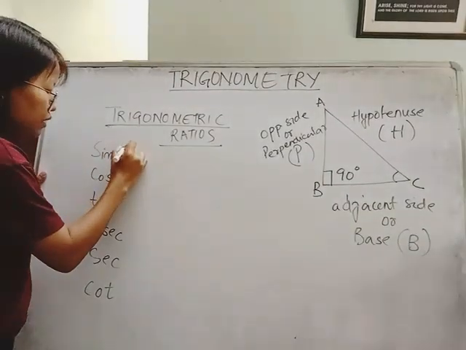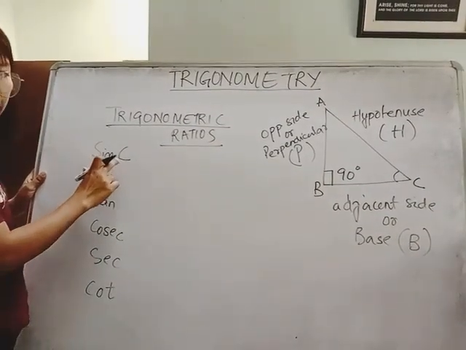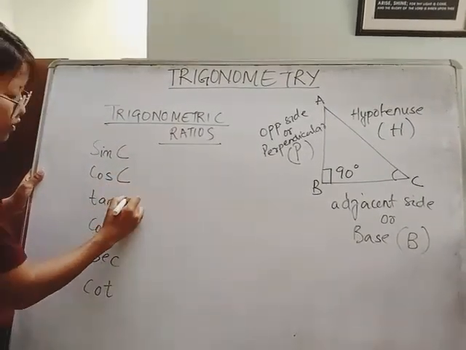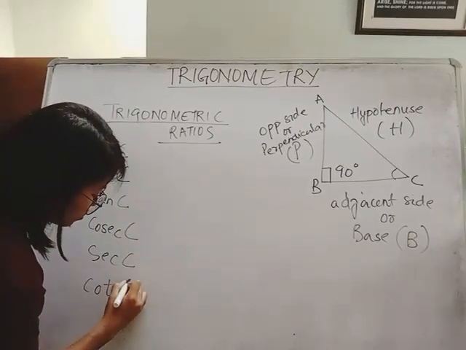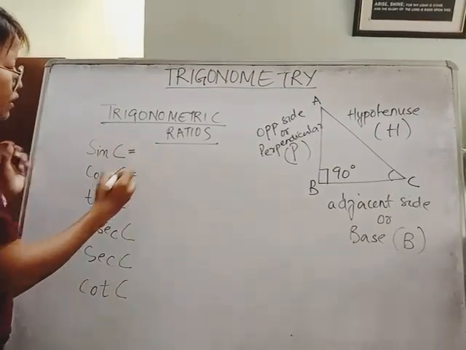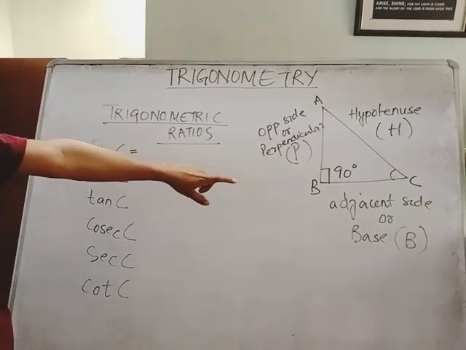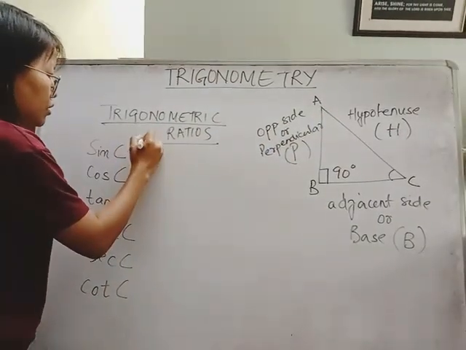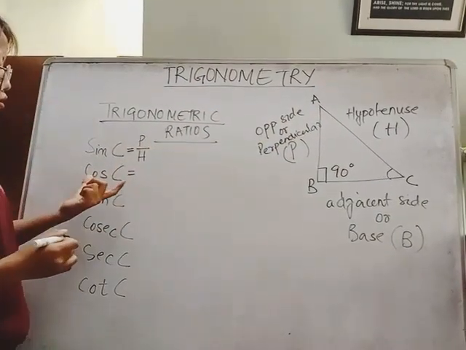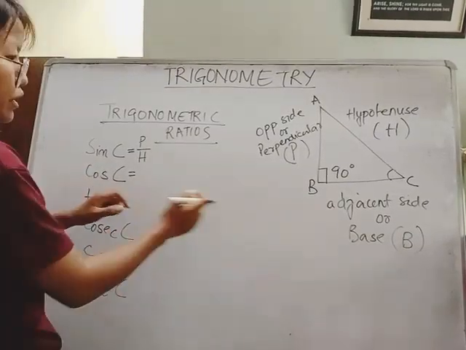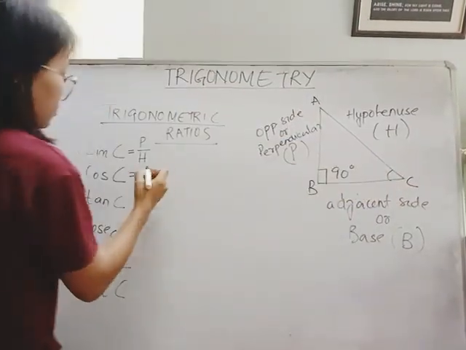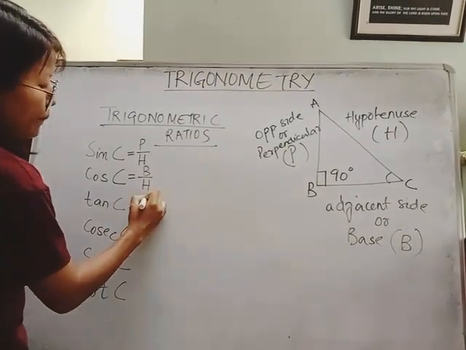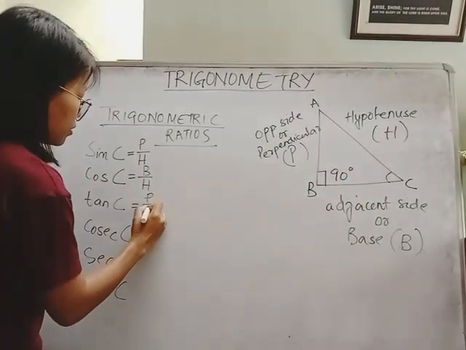Then we'll write here sine C. That means it is sine of angle C. And in the same way, we will write cos of angle C, tan of angle C, and so on. This sine C, we can write as perpendicular upon hypotenuse, P upon H. And cos C establishes the relationship between the base and hypotenuse, that is base upon hypotenuse. And tan will be perpendicular upon base.